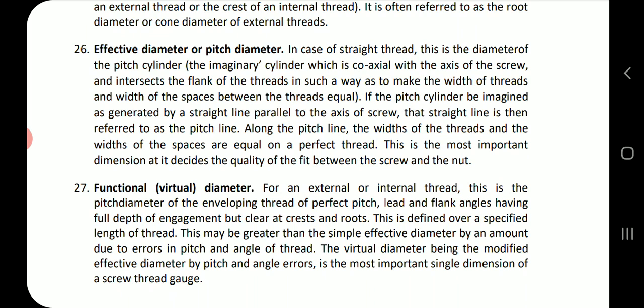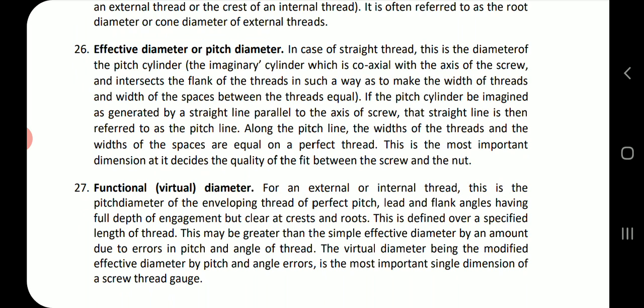Functional or virtual diameter. For an external or internal thread, this is the pitch diameter of the enveloping thread of perfect pitch, lead and flank angles having full depth of engagement but clear at crests and roots. This is defined over a specified length of thread.